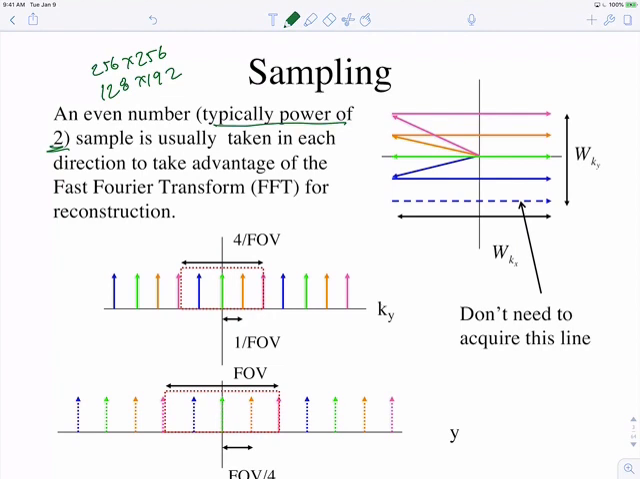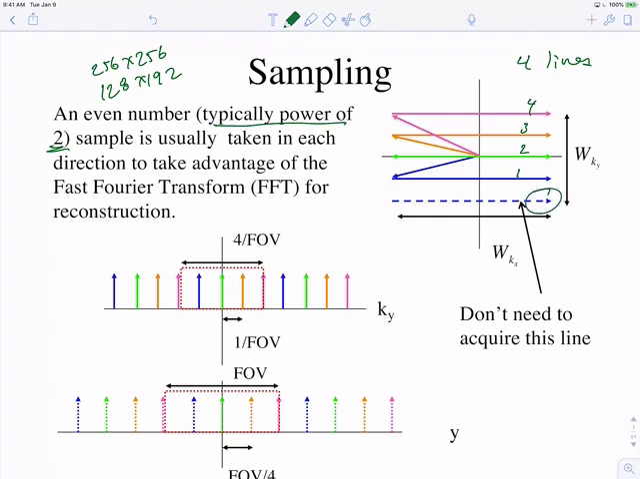And then the question is, with an even number, how do you actually cover K-space? So for example, let's say we had 4 lines, okay? And a typical coverage of K-space will require line 1, 2, 3, and 4, okay? And the question is, well, what happens to this line here?